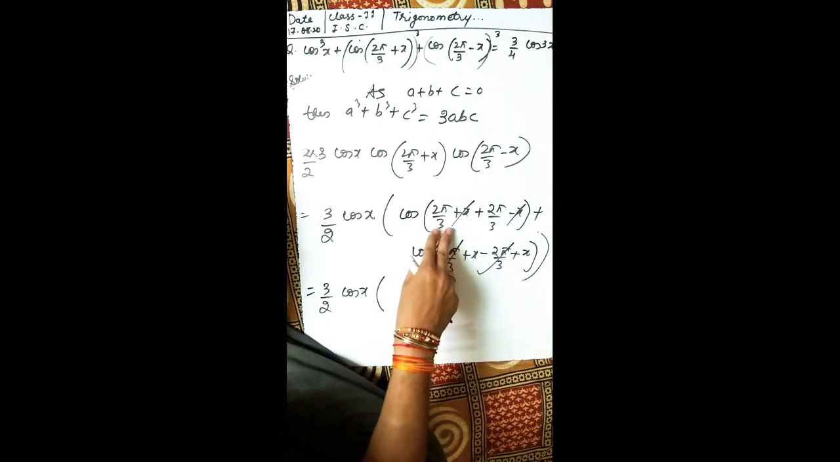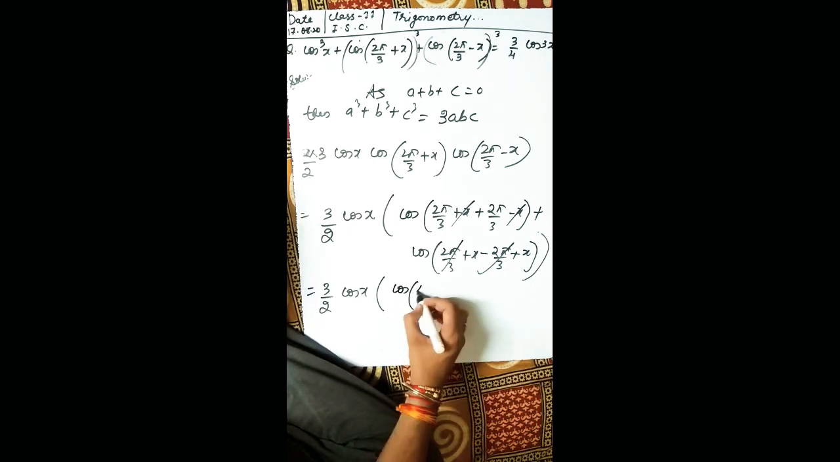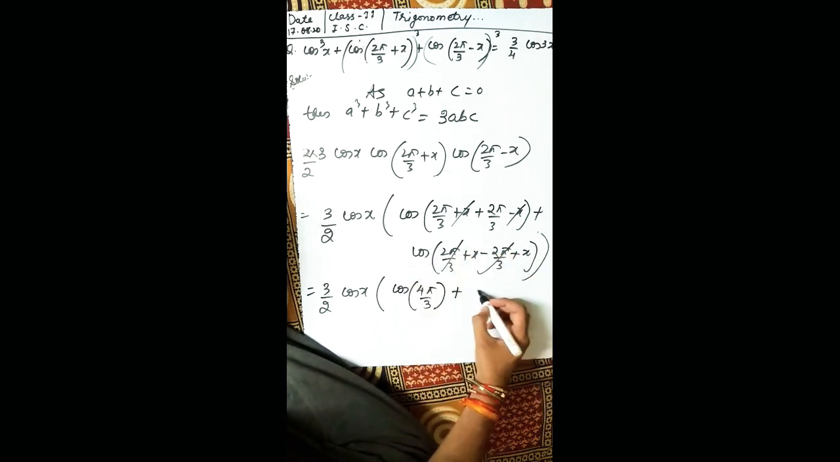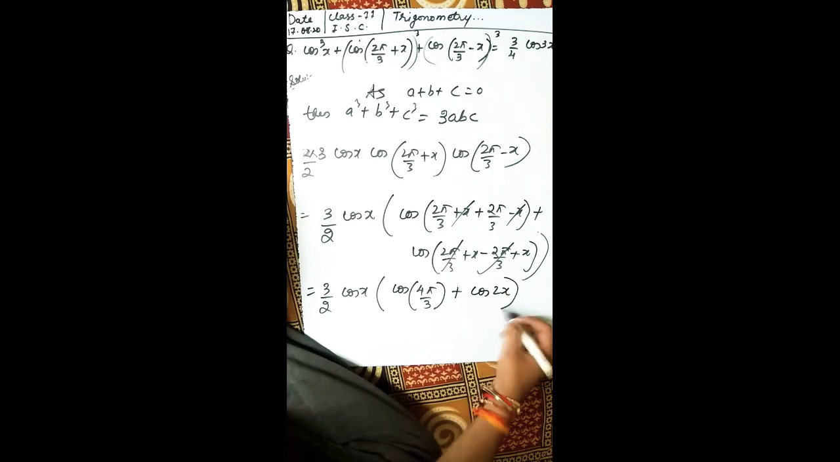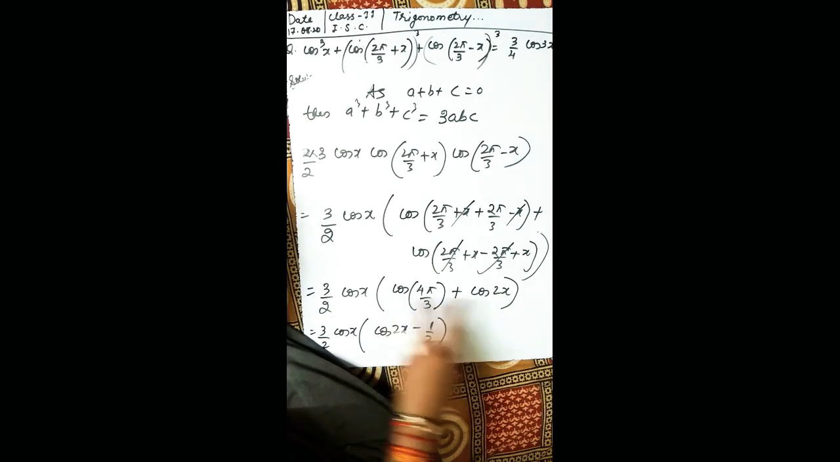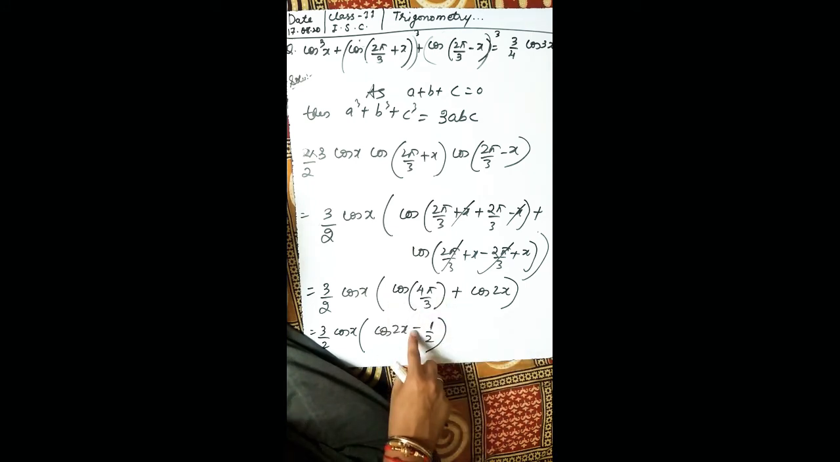Okay, this is 120 degrees. See, 2π/3 plus 2π/3 will give you what? This will give you 4π/3. So cos 4π/3 plus, and what will be the answer of this? This will be cos 2x. Okay, then so this is cos 4π/3 plus cos 2x. Now this cos 4π/3 is cos 240 degrees, or it is 2 times 120 degrees, and the answer is minus half only. Okay, and this cos 2x.